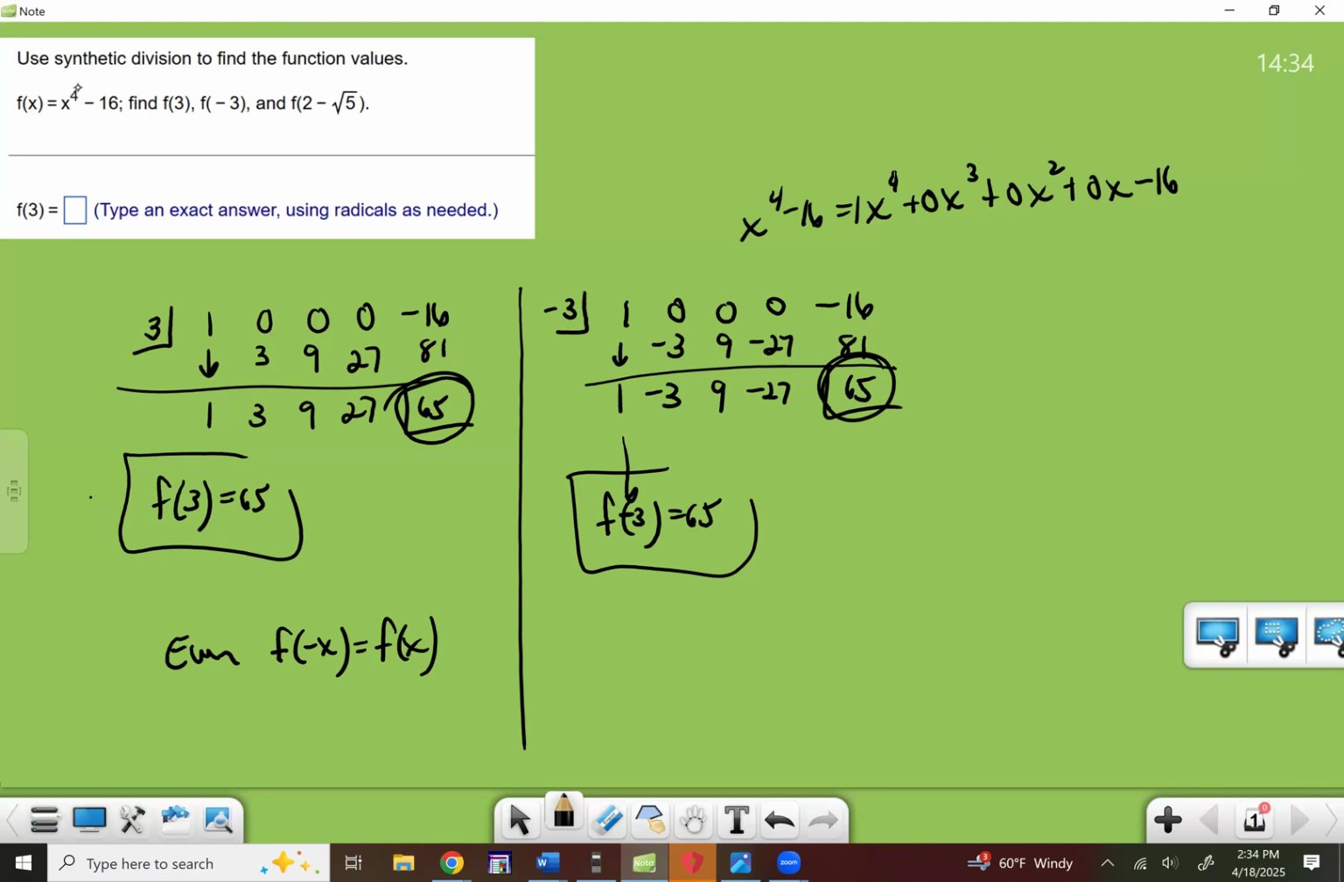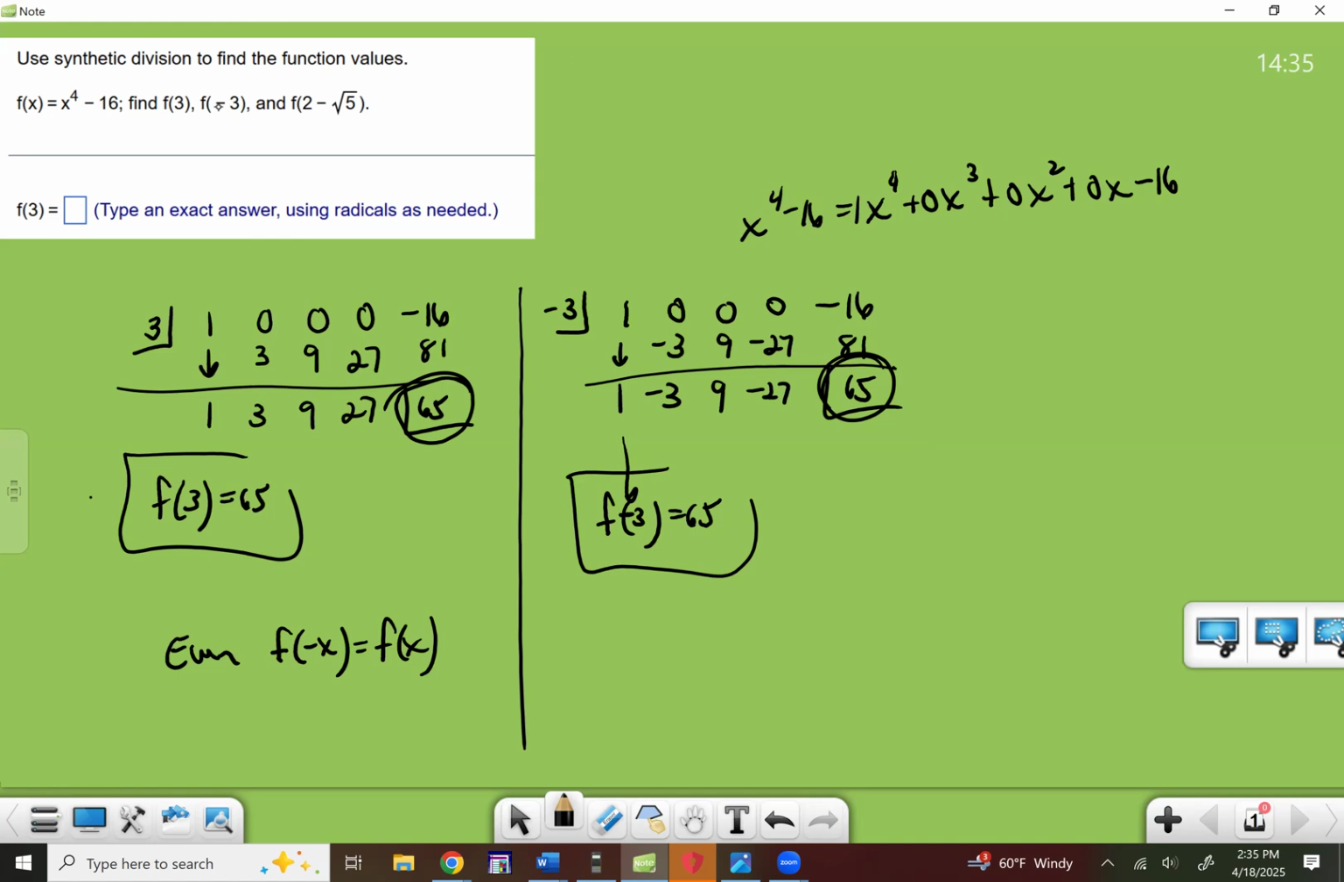How do we know it's even? The 4 on the exponent is even, and behind the 16, there's an x to the 0, which is also even. So if you were spotting that, then that's kind of a smooth way of really quickly getting this answer without having to do all of the math.